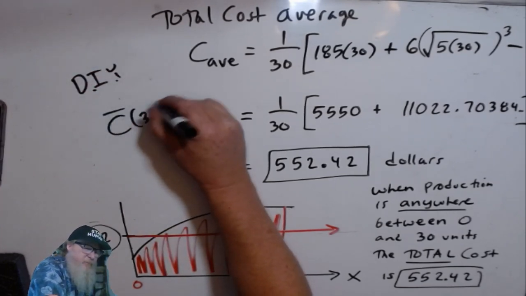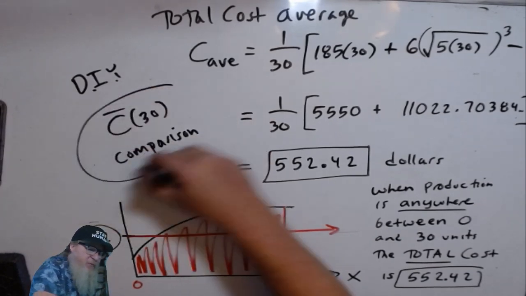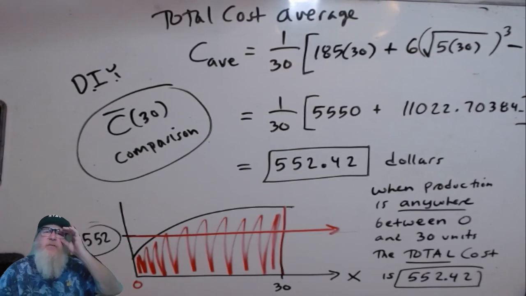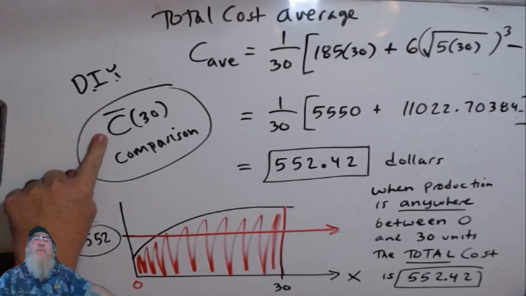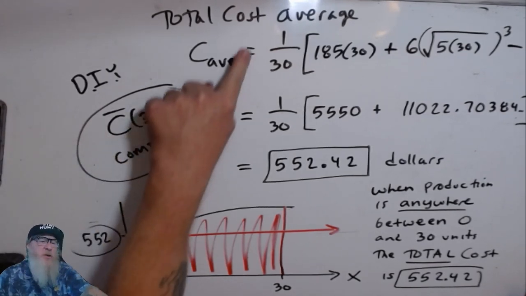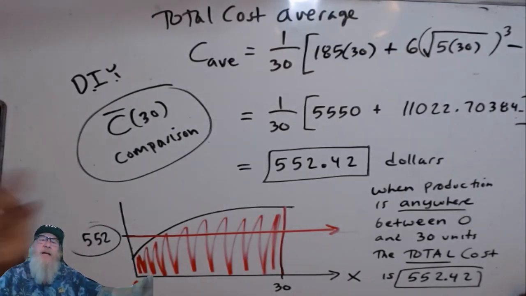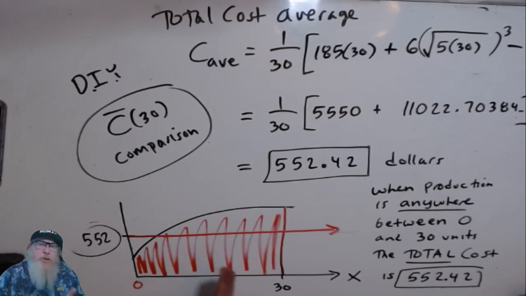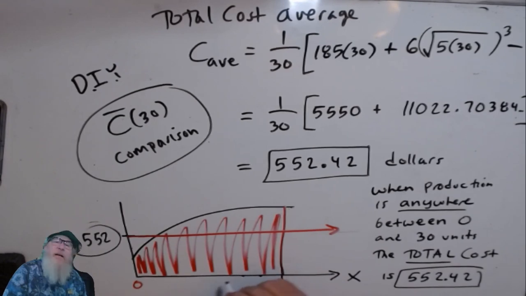Compare, just for fun. It'd be a nice practice for the final anyway, right? Because on the final exam, there might be some problems that ask you for average cost as opposed to cost average. They don't mean the same thing. Average cost is telling you how much each individual unit is costing. Right? How much is this one? How much is that one? How much is that one?